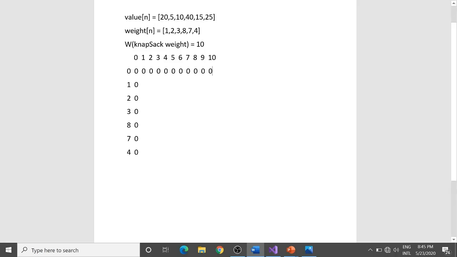And what do all these zeros signify? These all zeros signify that if I do not have even a single element with me, whatever might be the case or whatever weight my knapsack can hold, the maximum value I can create with 0 elements is 0. So now coming on to the values or the subproblems other than our base cases. Now what does the intersection of this and this mean?